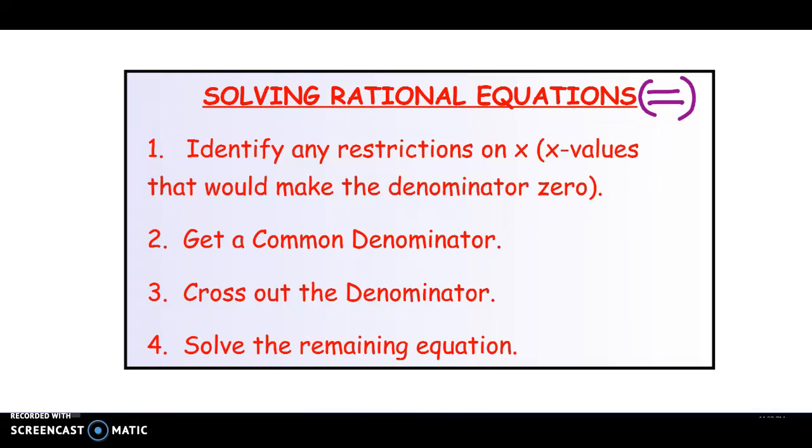Okay, step 2, we're going to have to get a common denominator again. Step 3, this is to me the best step. You get to cross out that denominator, so then you no longer have fractions to work with anymore. And then step 4, we'll solve whatever's left in the numerators.